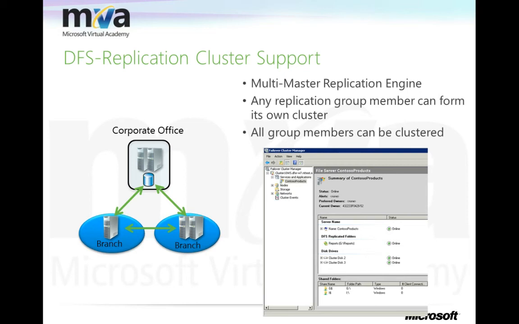So for example, if you're working primarily in your corporate office, and it's important to have continual replication to branch offices, you might want to make the node at the central office highly available. This way, if this central office node or server crashes, the DFS replication engine can fail over to the other node in the cluster, and you can still have replication out to your branch office. Essentially, each replication group member can form its own cluster.